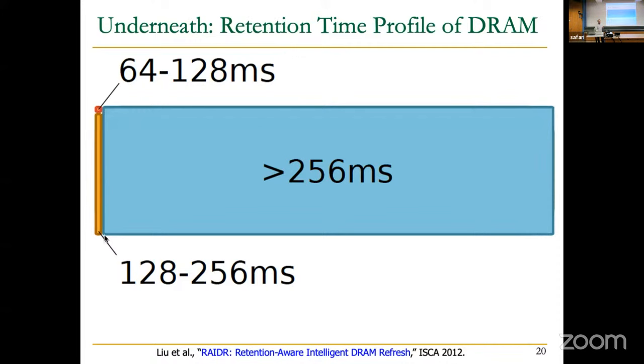For this yellow part, they do not experience data retention errors below 128 milliseconds, but they observe them between 128 and 256. So you can refresh them every 128 milliseconds and you're safe. And for the rest of them, if you refresh them every 256 milliseconds, you will not see any data retention failures. This is the real characteristic of the chips that they tested at that time. So it doesn't seem really necessary to refresh everything every 64 milliseconds.